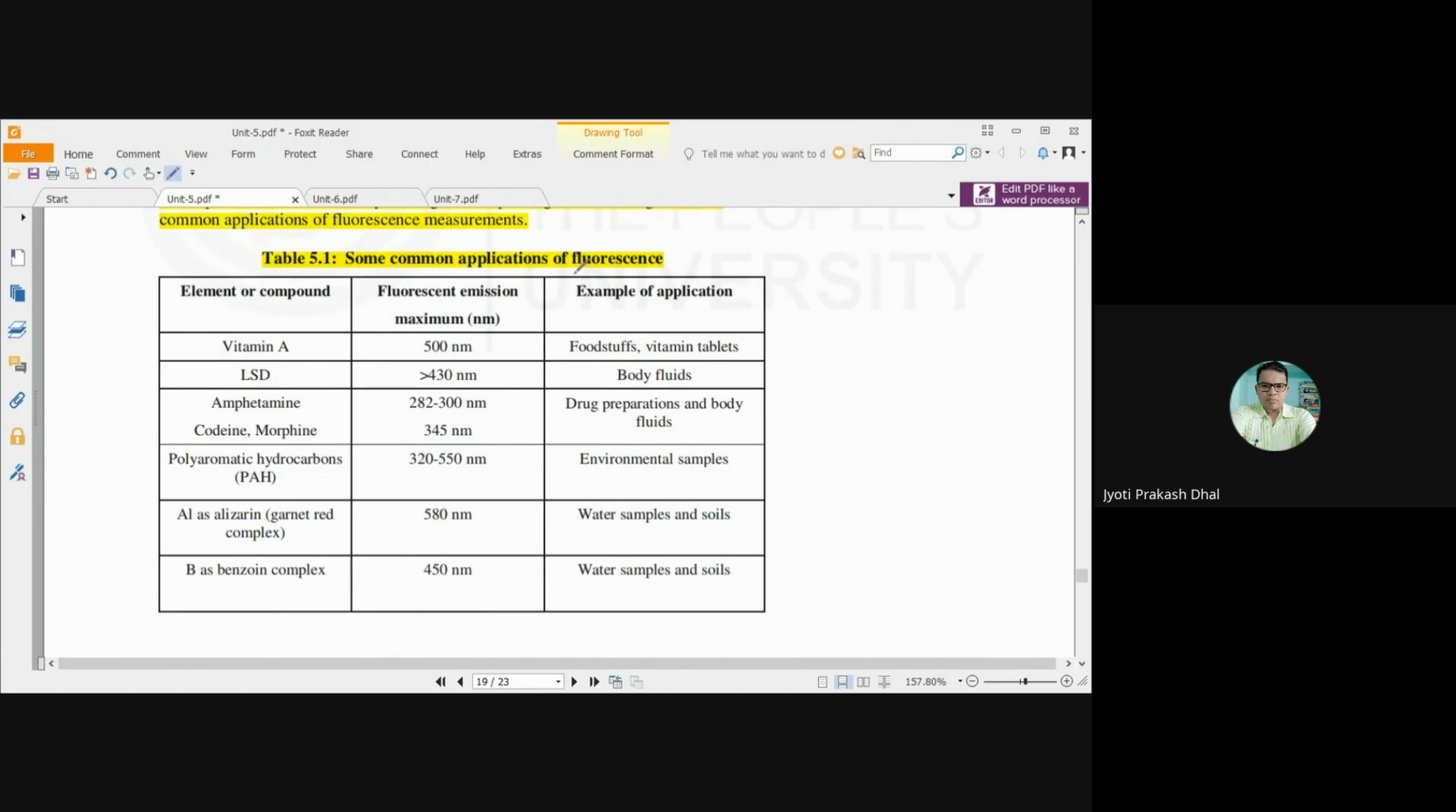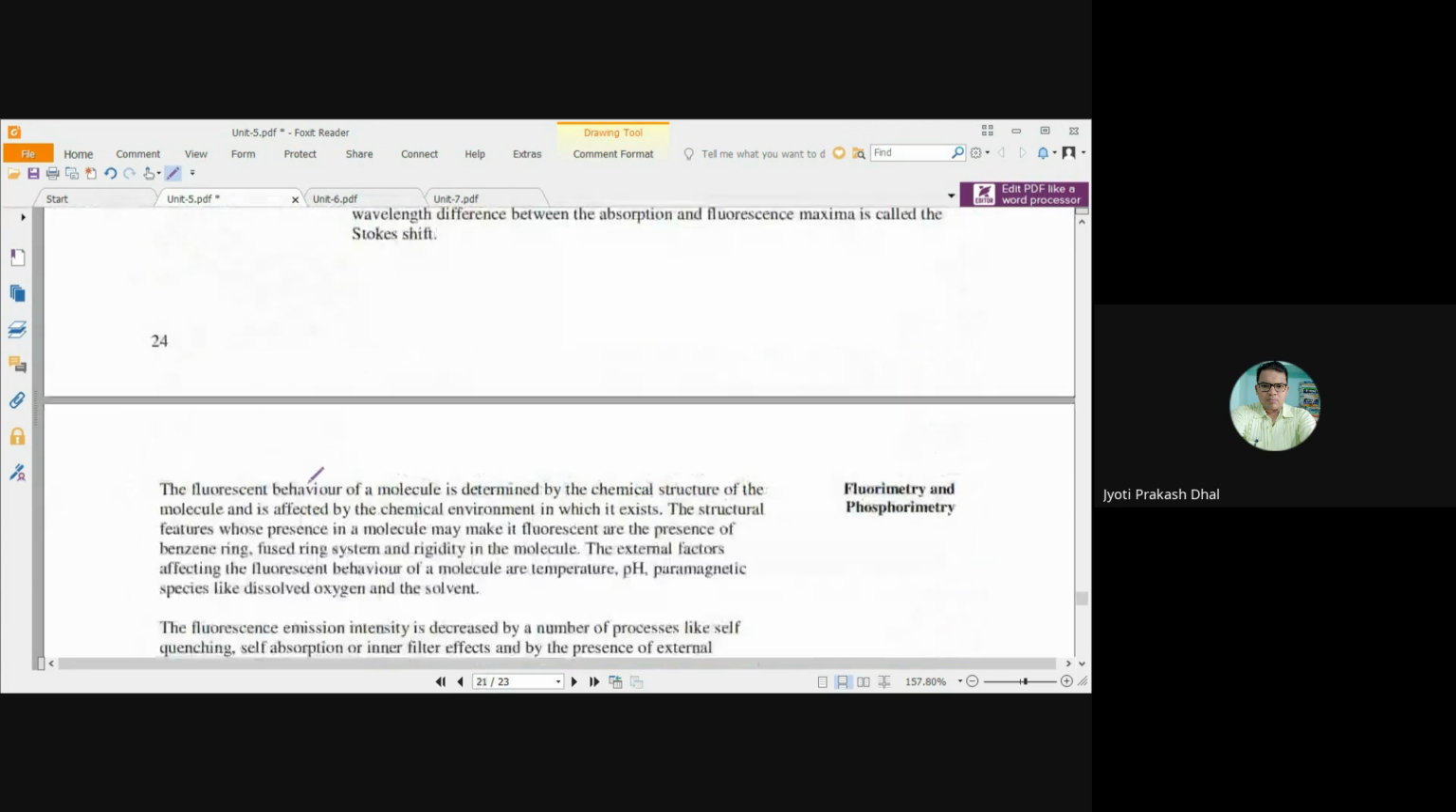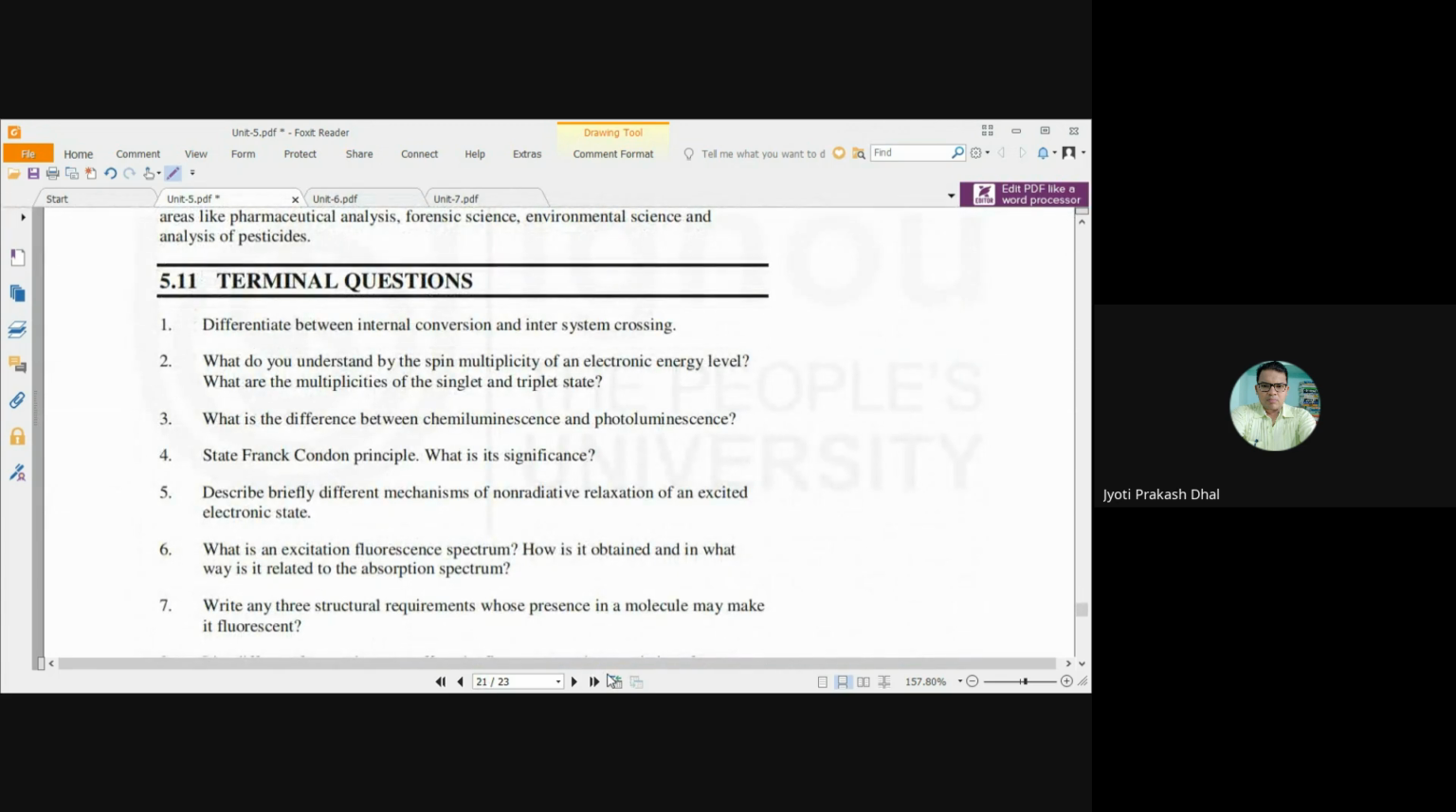And here are some common applications of fluorescence. For example, for vitamin A, the fluorescence emission occurs at 500 nanometers, which is an application for foodstuff, vitamin tablets, etc. And there are other examples as well. After that we will move to the next chapter.